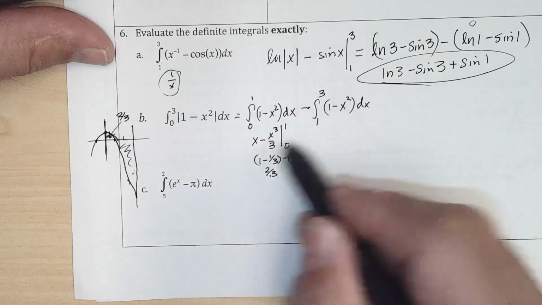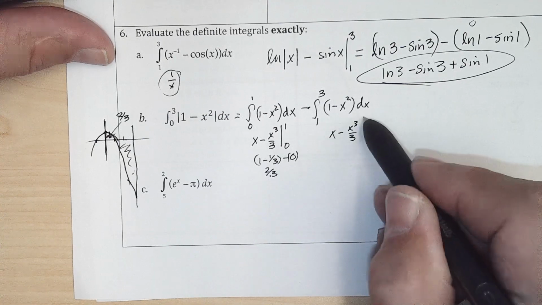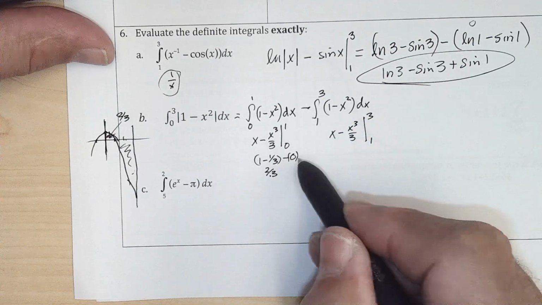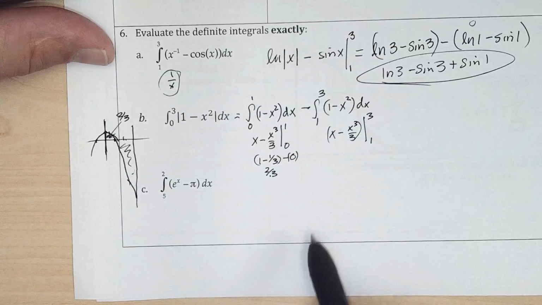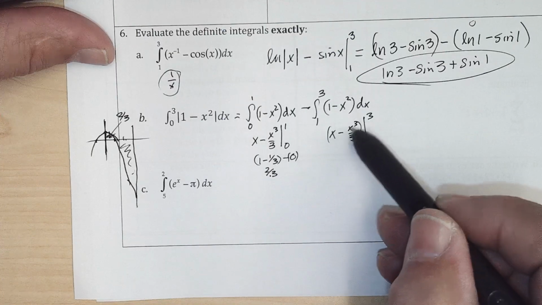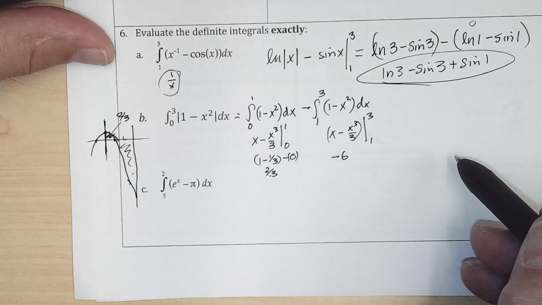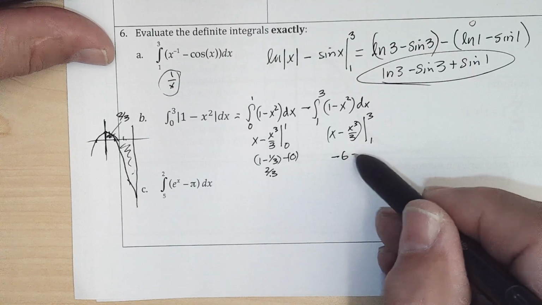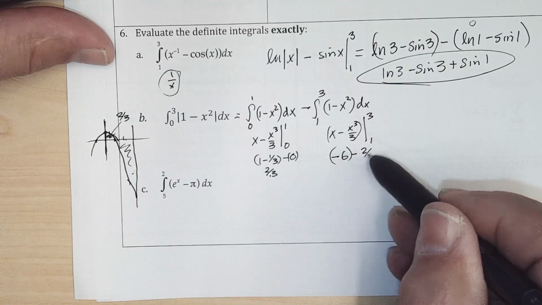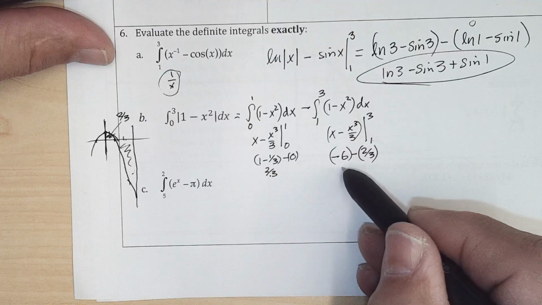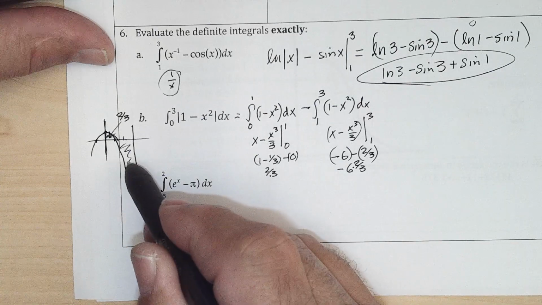Now for this one, it's still that same thing, x minus x to the third over 3, evaluated from 1 to 3. That area should be negative, and we have to change the sign. So if we put 3 in there, we get 3 minus 27 over 3, or 3 minus 9, or minus 6. We put 1 in there, and we get 1 minus 1/3, which is 2/3. So this is minus 6 and 2/3. That's this area.